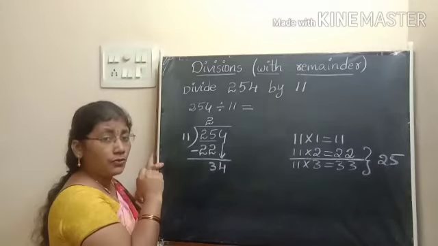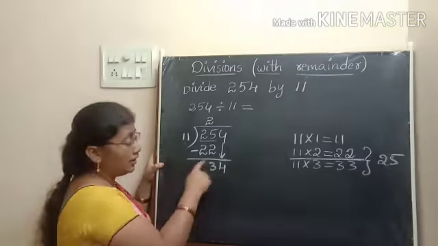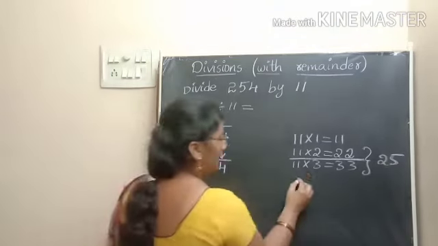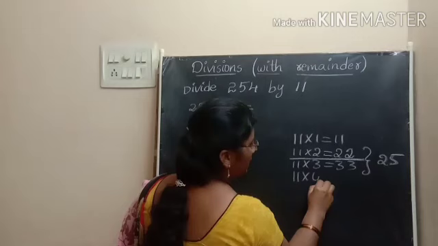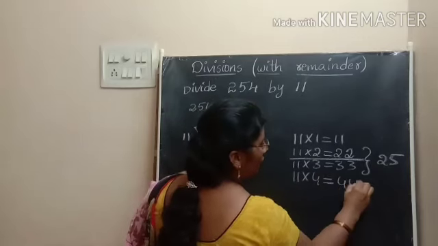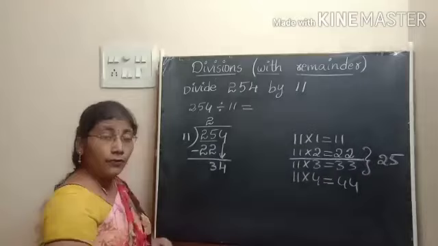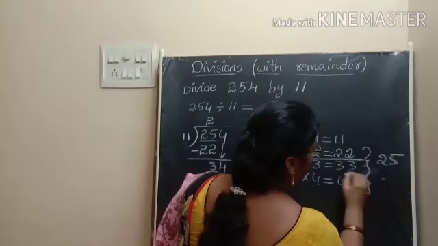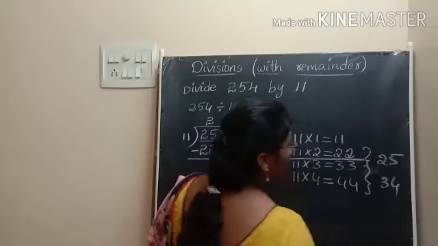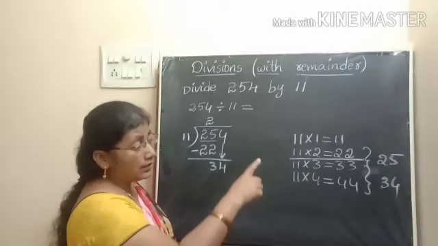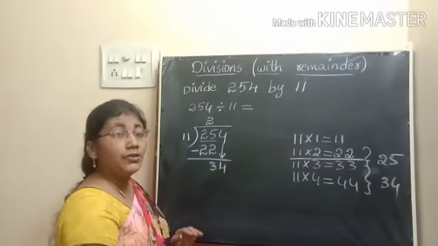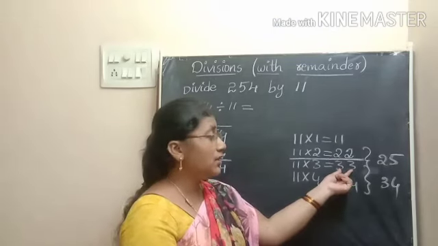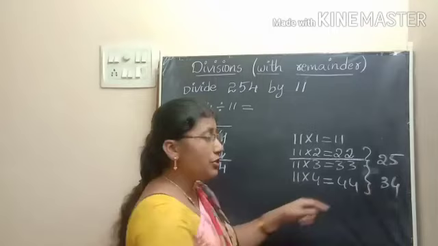We have 34. So, let us see the remaining steps by taking the 11 table. 11 fours are 44, but we need 34. 34 is between 33 and 44. But we should take the before number. Understood, children? 33 comes before 34. So we should take this step.